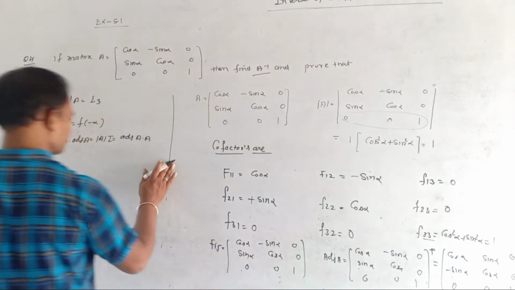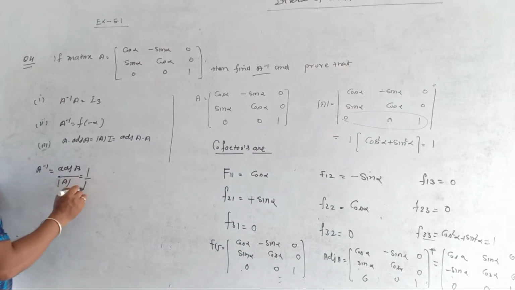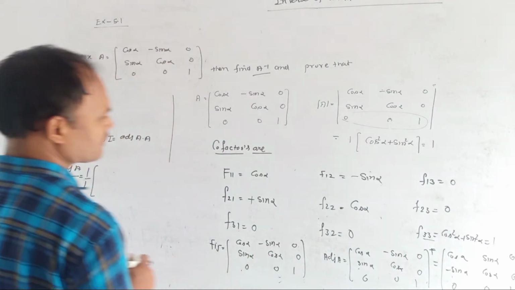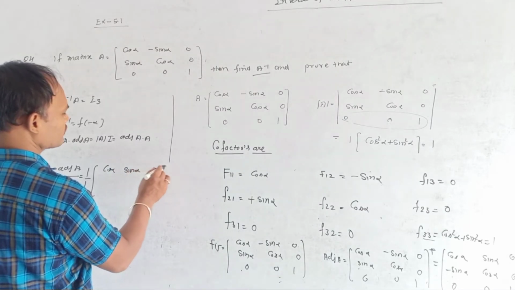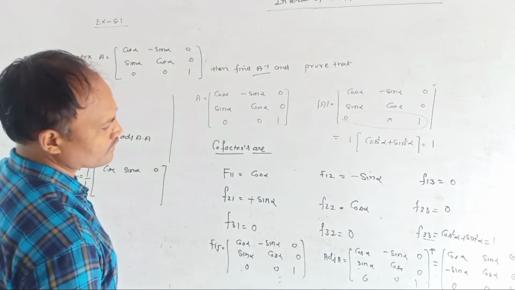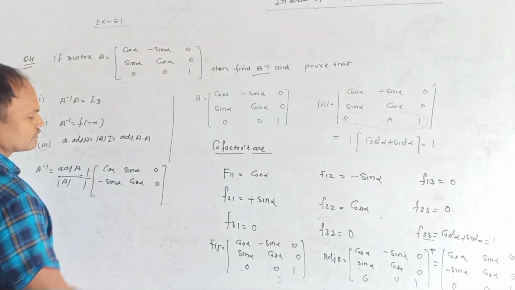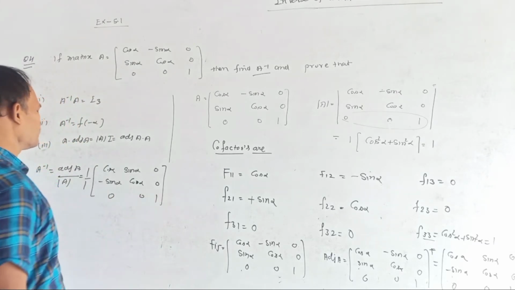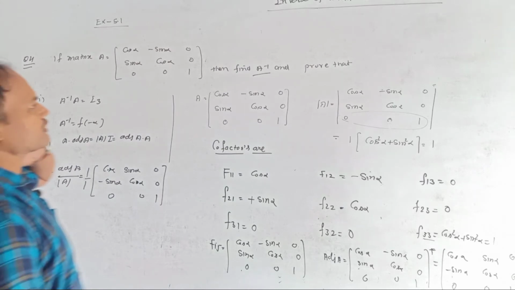Now we have to find A inverse. So A inverse equals adjoint of A upon determinant of A. So the determinant of A is 1. So the adjoint of A is, look here, cos alpha, sin alpha, 0; minus sin alpha, cos alpha, 0; 0, 0, 1. So students, it is the inverse, and we have successfully found A inverse.